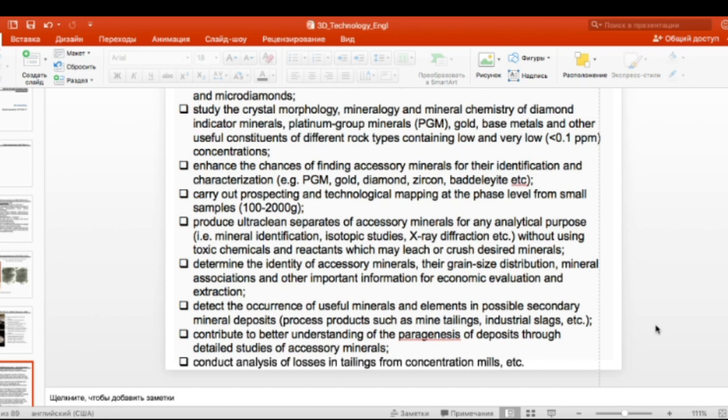The next one is to conduct analysis of losses in tailings from concentration mills. This is very often the type of consulting project that we do. We usually have 3 different samples from the specific part of the flow chart, where we have the concentrate, or say product, we have tailings, and we have some intermediate products, right?